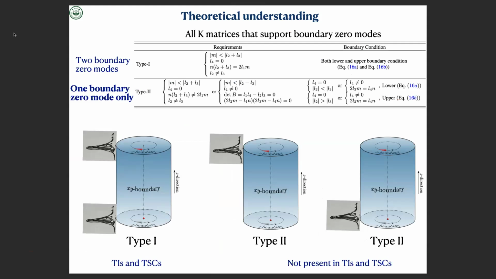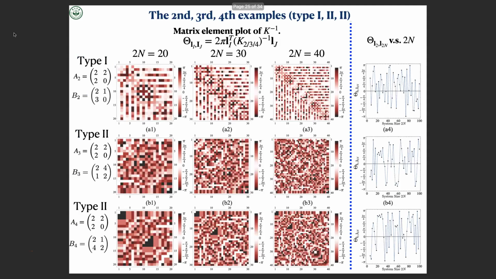So we find that's the boundary zero mode. There are two types: two zero modes and one zero mode. We find that type 1 appears in TI and TSI, but type 2 is not present in TI, TSI, maybe not physical in that context. That's fine, it's a mathematical result. So there are two boundary zero modes, one boundary zero mode. And here are some numerical calculations of the second, third, fourth examples, because the first example is the SS mode I already showed. So here's type 1, type 2, type 2.